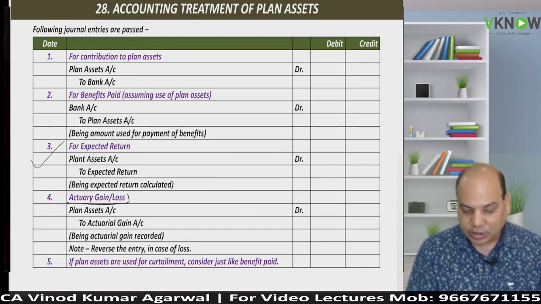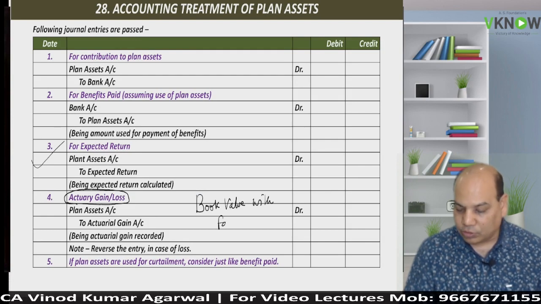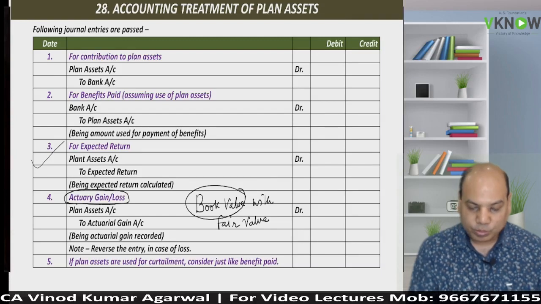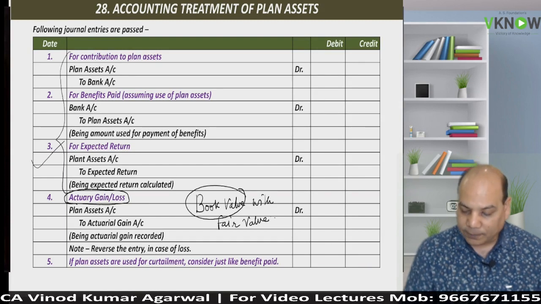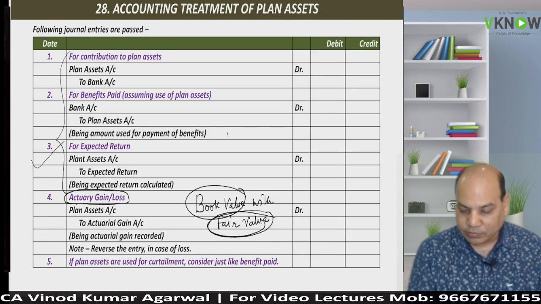Then at the end of the year, we are going to compare book value with fair value. Book value means the net effect of these three entries, compared with the fair value of the plan asset. Fair value is market value. Now there are three possibilities. If fair value is more than book value, this is called actuarial gain.